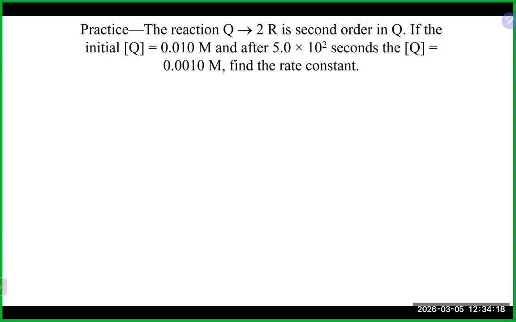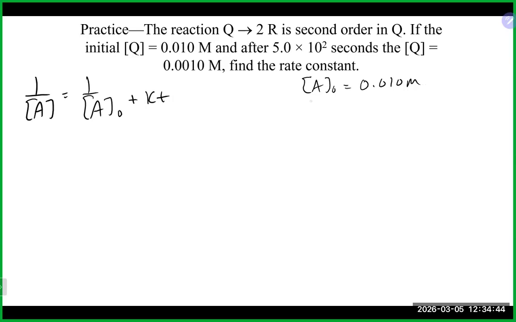Okay, let's take a look. So here, obviously, they tell us it's second order, so we should think about our second order equations here. And that's going to be 1 over A is equal to 1 over A naught plus kt, not minus. In this particular case, we do have our initial concentration of 0.01 molar. We have our final concentration of 0.001. We do have our time, which is about 500 seconds, right? So we've got everything we need here to figure out k.